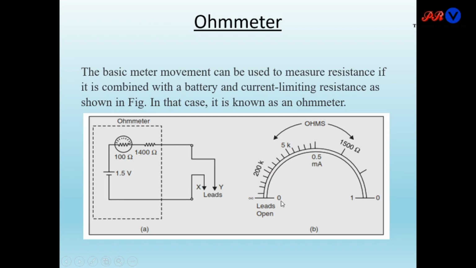The down reading corresponds to 0 to 0.5 milliampere, then 0.5 milliampere to 1 milliampere, and the upper reading shows here 0 to 1500 resistance, then 5k resistance, then 200k resistance. This means zero resistance, short circuit. This means open circuit, resistance infinite. So in this way this circuit will behave as ohm meter.